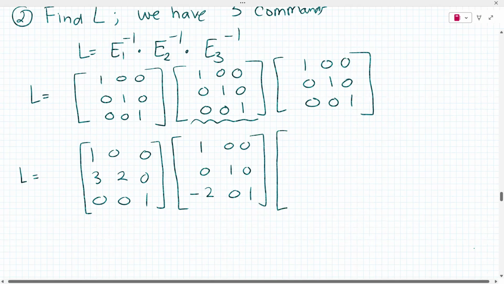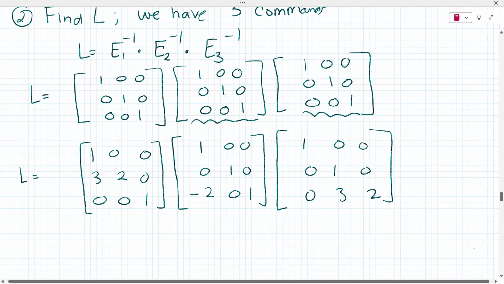And then the third matrix, we're going to mess with row 3, and you're going to do 3 row 2 plus 2 row 3, which will give you your new row 3. So matrix 3 messes with row 3 only. So that gives us 0, 3, 2, 0, 1, 0, 1, 0, 0.